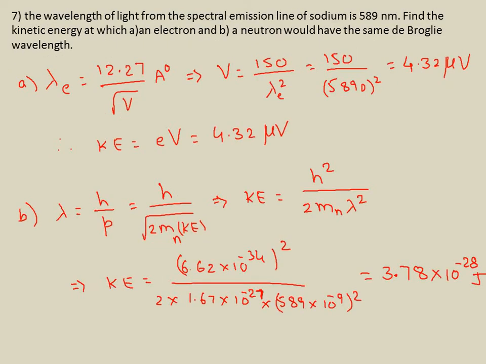Let's see the next one. The wavelength of light from the spectral emission line of sodium is 589 nanometer. Find the kinetic energy at which, first, an electron, and second, a neutron, would have the same de Broglie wavelength. So we have to find the kinetic energy at which both have the same de Broglie wavelength.